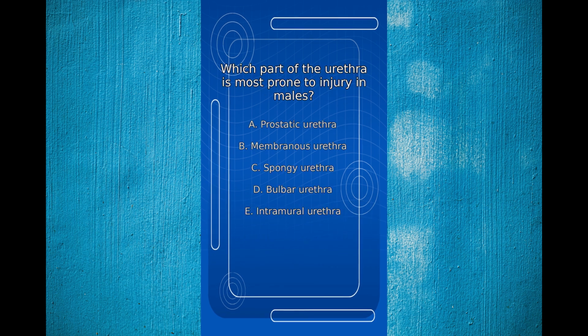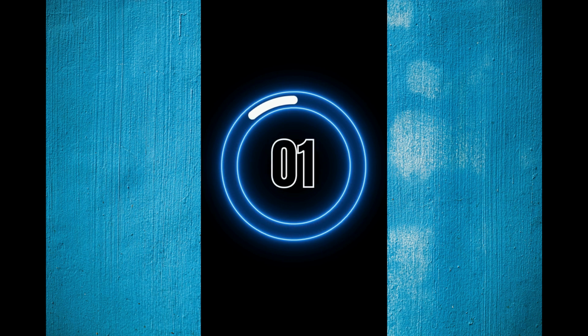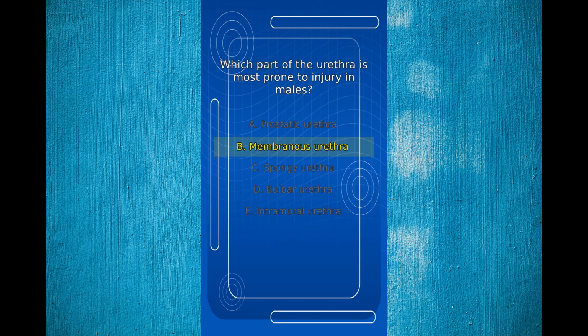Which part of the urethra is most prone to injury in males? The correct answer is B. Membranous urethra. The membranous urethra is vulnerable during pelvic fractures due to its fixed position.